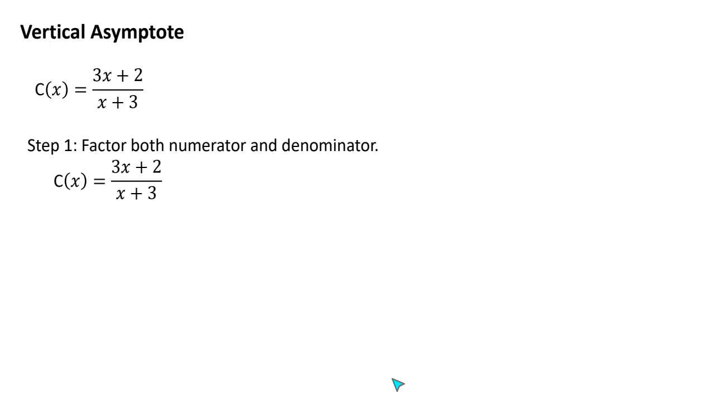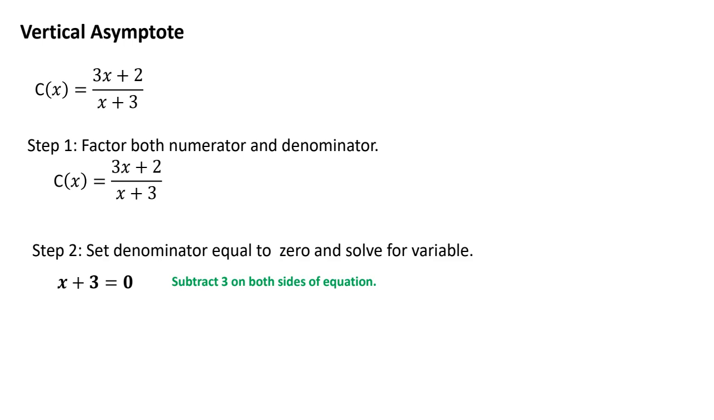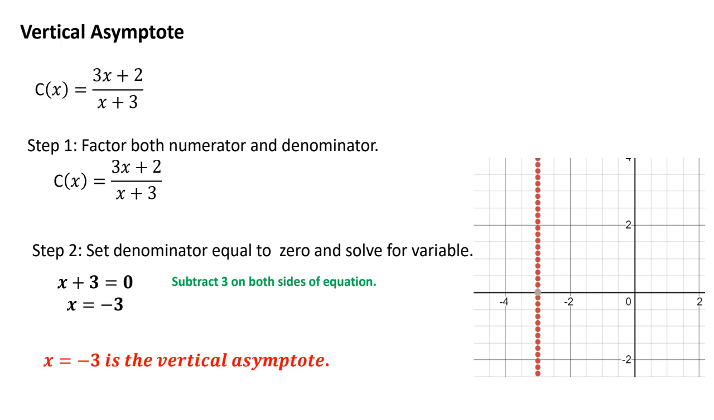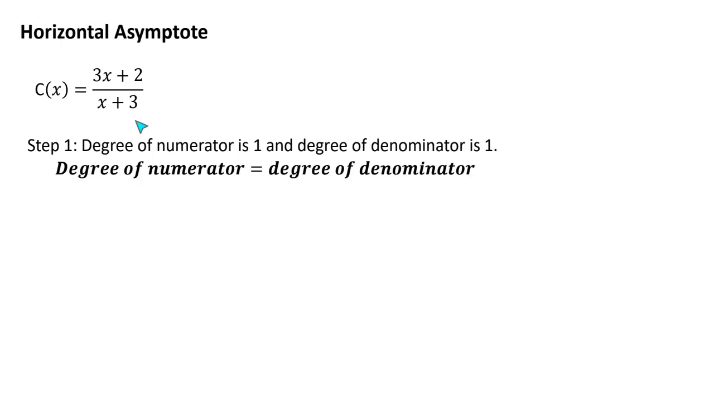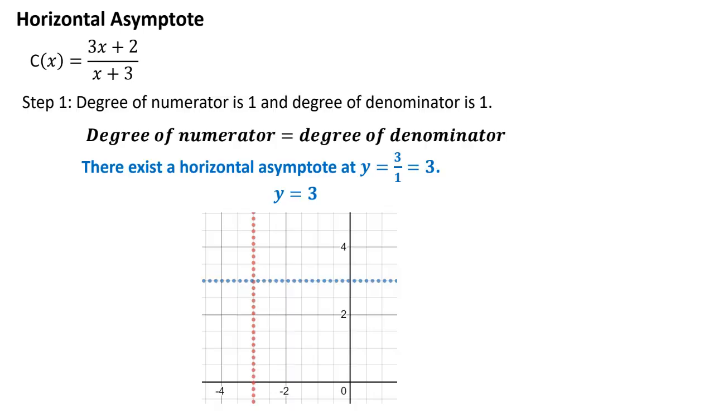Then for the asymptotes, we want to make sure that we factor. These are both factored already, so there's nothing to do there. Set the denominator equal to 0, and then solve for x. So x equals -3 is our vertical asymptote. And then for our horizontal asymptote, the degree of the numerator is 1. The degree of the denominator is 1, so they're equal. That means that our horizontal asymptote is going to be the leading coefficient, which is 3, divided by the leading coefficient of the denominator, which is 1. So y equals 3 is our horizontal asymptote.